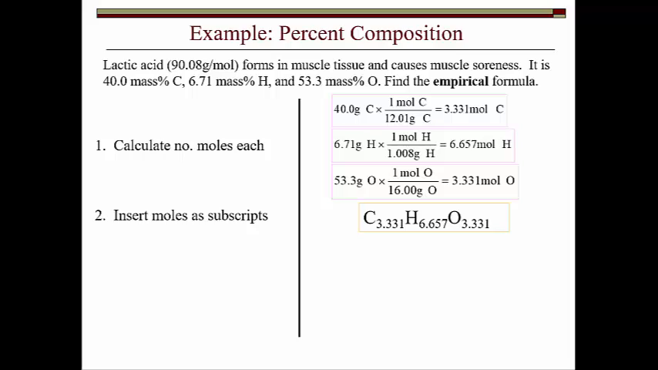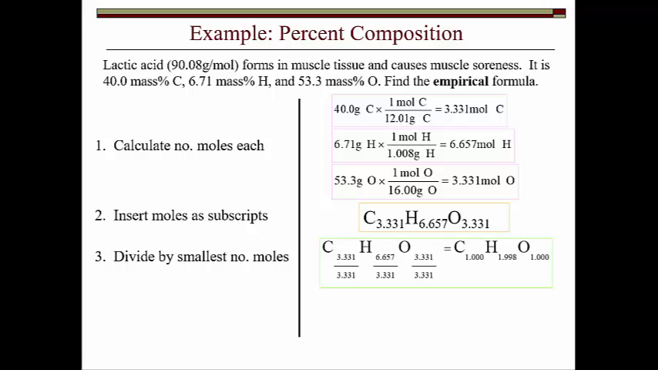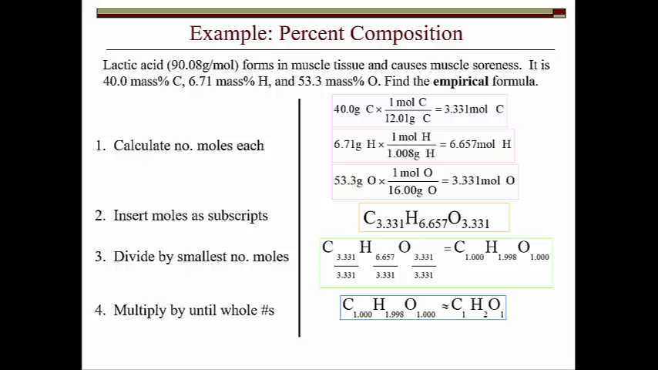The easiest way to make these into whole numbers is to divide all of the subscripts here by the smallest one. So that's what we're going to do, the smallest one being 3.331. So if we divide all of the subscripts by 3.331, we get a ratio of 1 carbon to 1.998 hydrogens to 1 oxygen. Now that 1.998, that is real close to 2, right? Definitely close enough to 2.